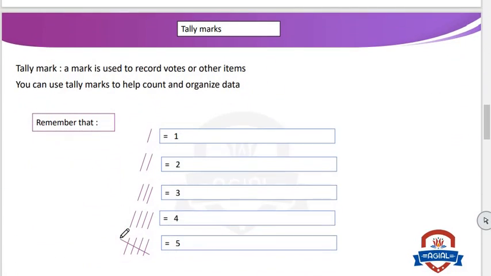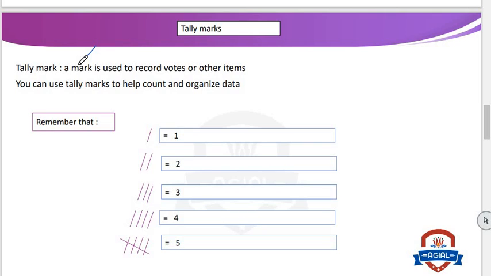Okay. After bar graph, daily marks. What is the meaning of daily marks? A tally mark is used to record words or other items. What is the meaning of mark? A dash like this is used to record words or other items. You can use tally marks to help count and organize data. How can we use tally marks?